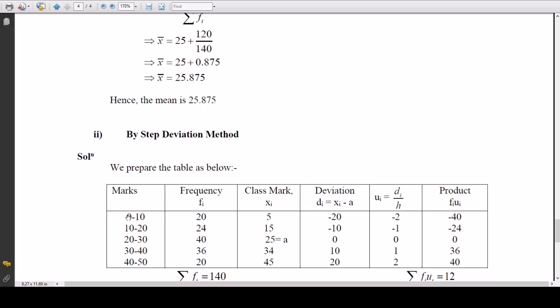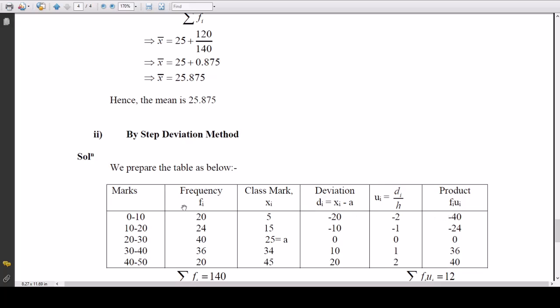10 minus 0 is 10, 20 minus 10 is 10. In all the class intervals, the width is always 10. Therefore, minus 20 divided by 10, minus 2. Minus 10 divided by 10, minus 1. 0 divided by 10 is 0. 10 divided by 10 is 1. 20 divided by 10 is 2.